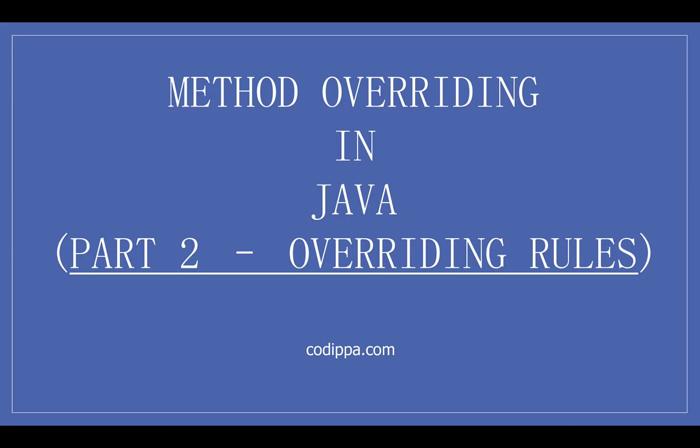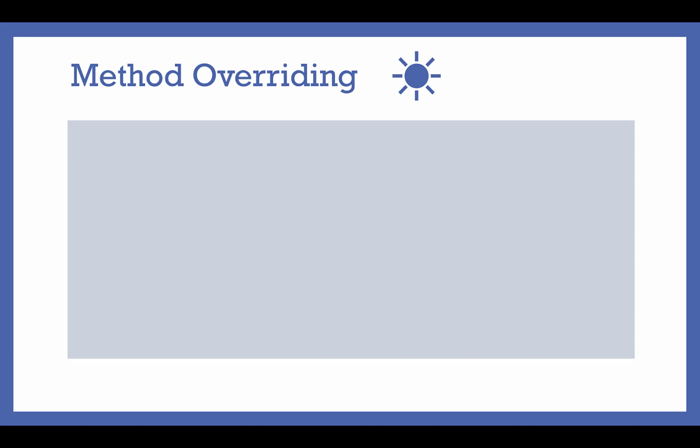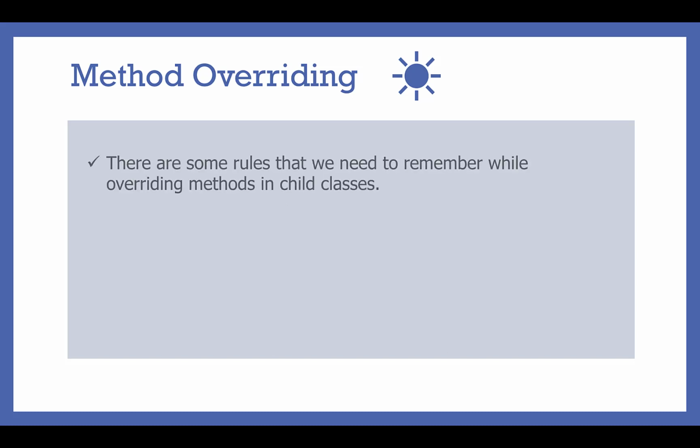This is the second part of an earlier video in which we understood method overriding in Java. For a recap, when a child class contains a method with the same name and signature as its parent class but with a different implementation, then this is called method overriding. In this video, we will understand conventions or rules when defining overridden methods.